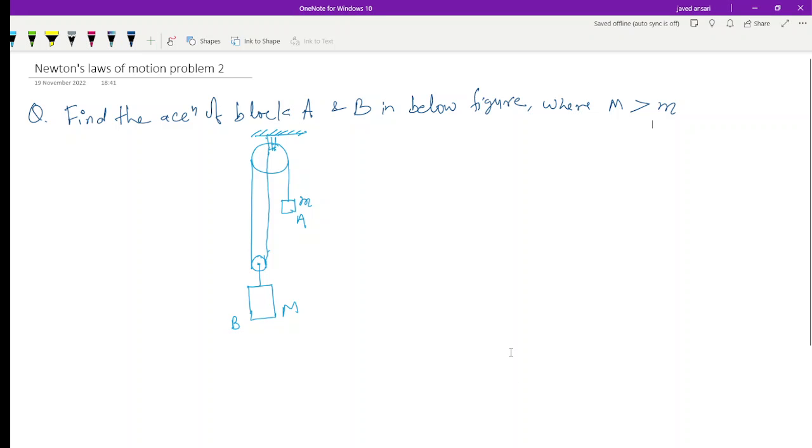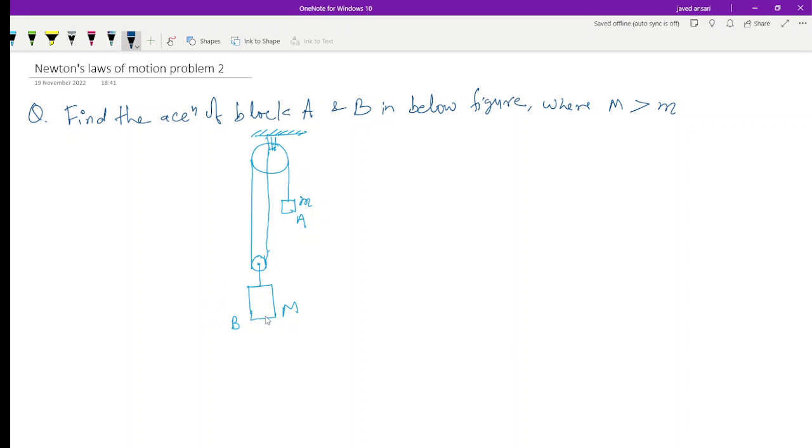Hello friends, I am back with a new problem today. Again, this problem will be categorized as a problem which we can solve using Newton's laws of motion. Okay, so this is the problem statement. Find the acceleration of block A and B in below figure where capital M is greater than M.